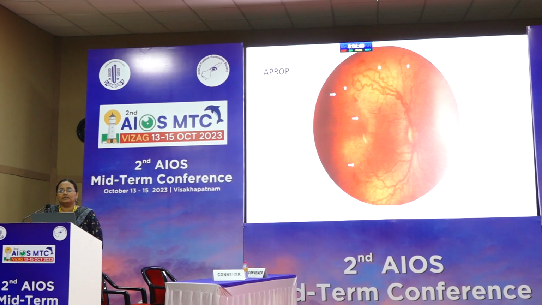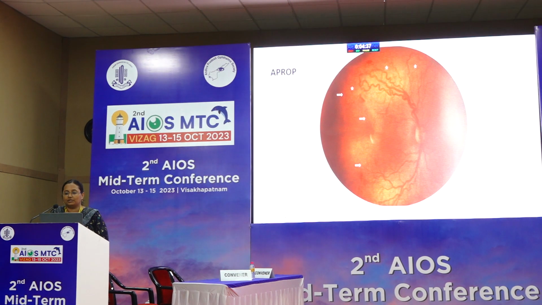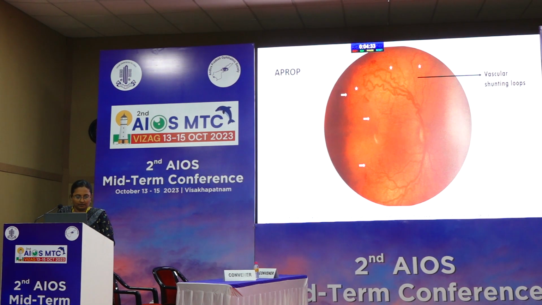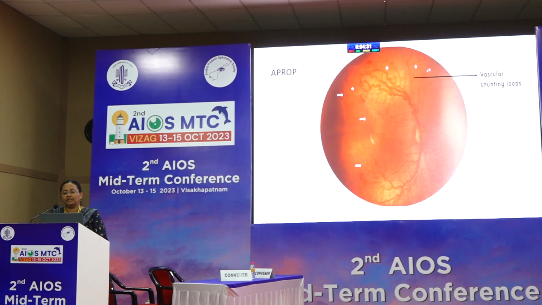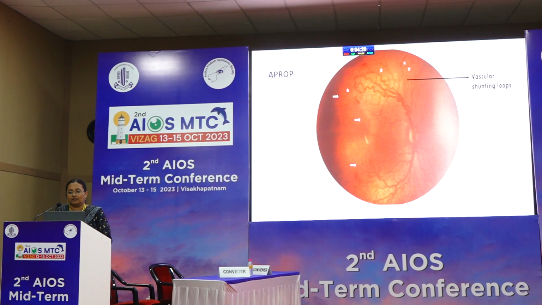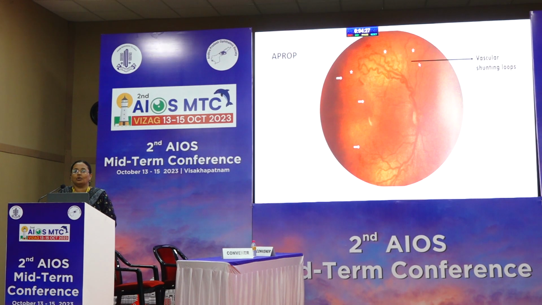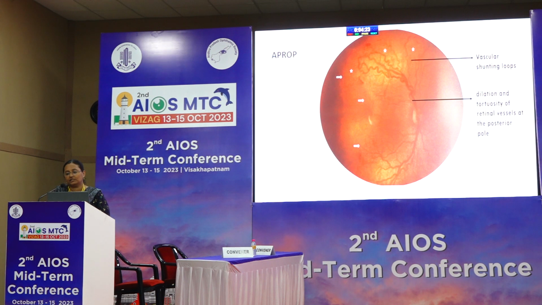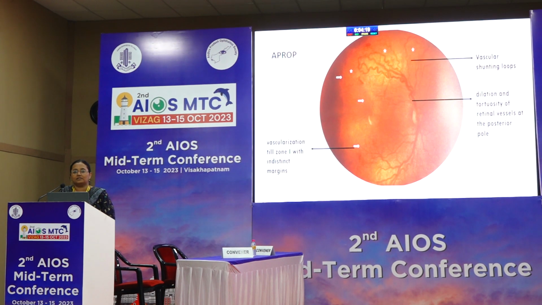What actually does an APROP patient look like? He has capillary loops, which are these loops which do not progress further. There will be an avascular retina. Then there is dilatation and tortuosity of the retinal vessels at the posterior pole, along with vascularization at the junction of the immature and mature retina.